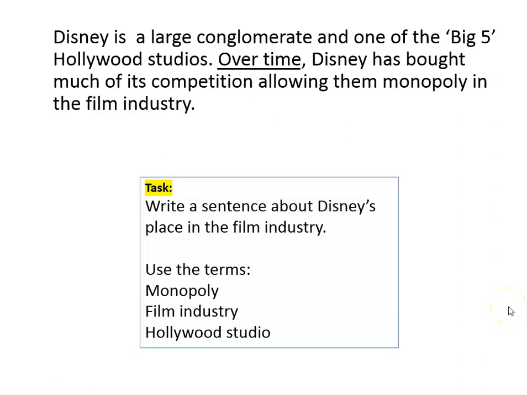Just to give you a little bit of feedback on that task, you can see my example here. So I've written that Disney is a large conglomerate and one of the big 5 Hollywood studios, and that over time Disney has bought much of its competition, allowing them monopoly in the film industry. The phrase here, over time, is particularly useful as a sentence starter. It shows again that we understand that this is an evolving media industry and that things have changed.